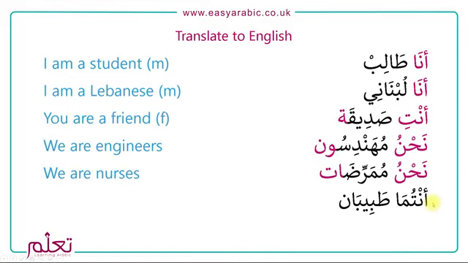And last one is antuma. So here we know again we're talking to the second person, but because it ends with antuma, we're talking about two people. Yeah, antuma tabiban. So here tabib is the doctor, but we're talking about two doctors. You are two doctors. Antuma tabiban. So ana talib, ana lubnani, anti sadiqa, nahnu muhandisun, and نحن ممرضات أنتما طبيبان.